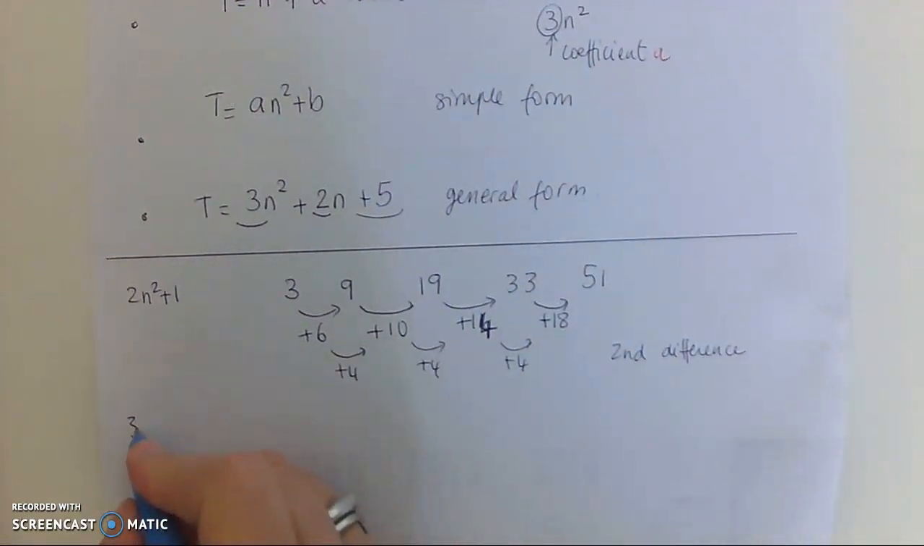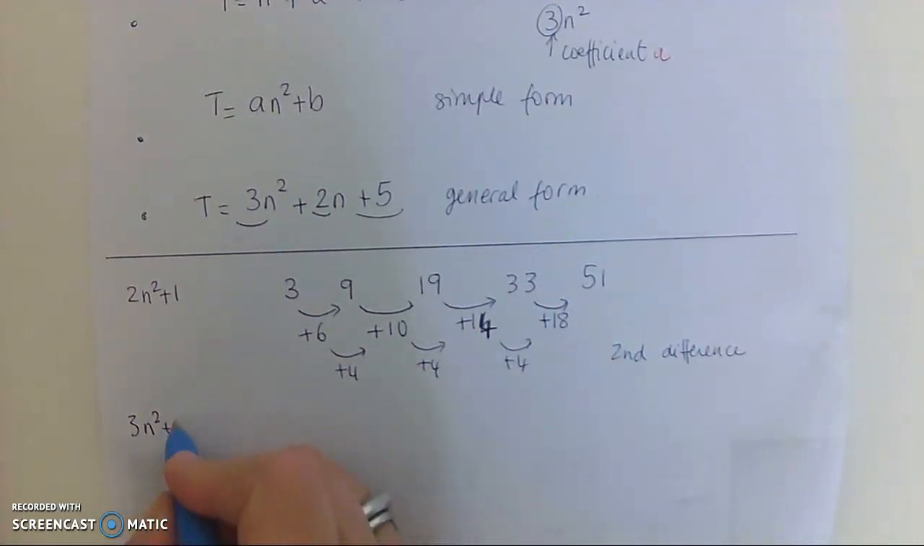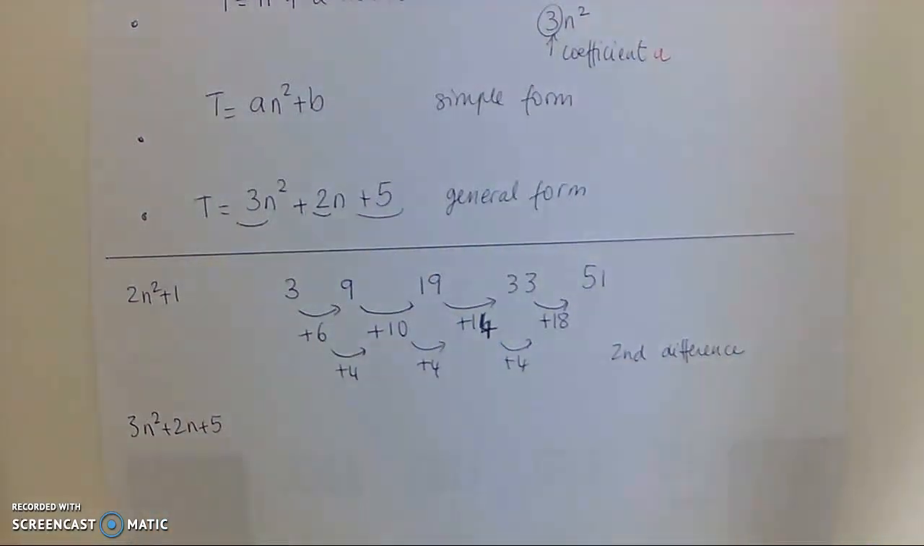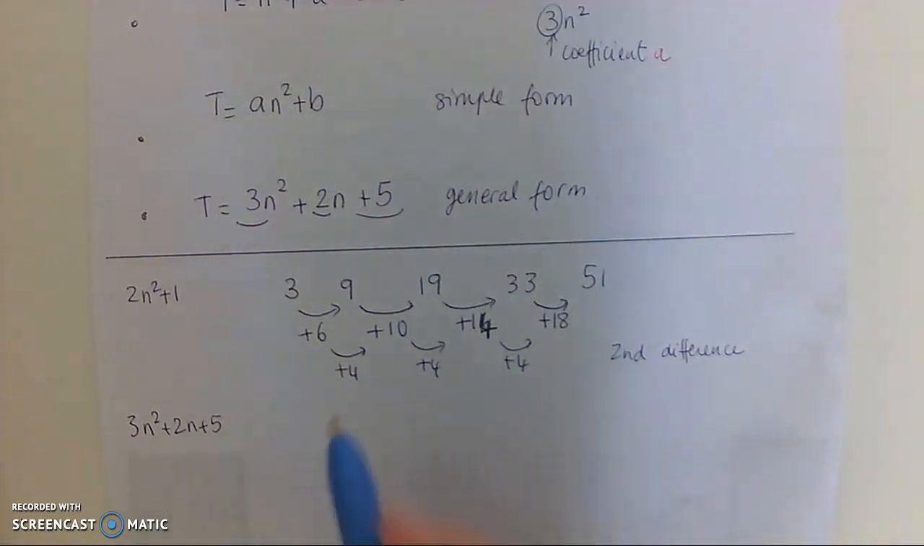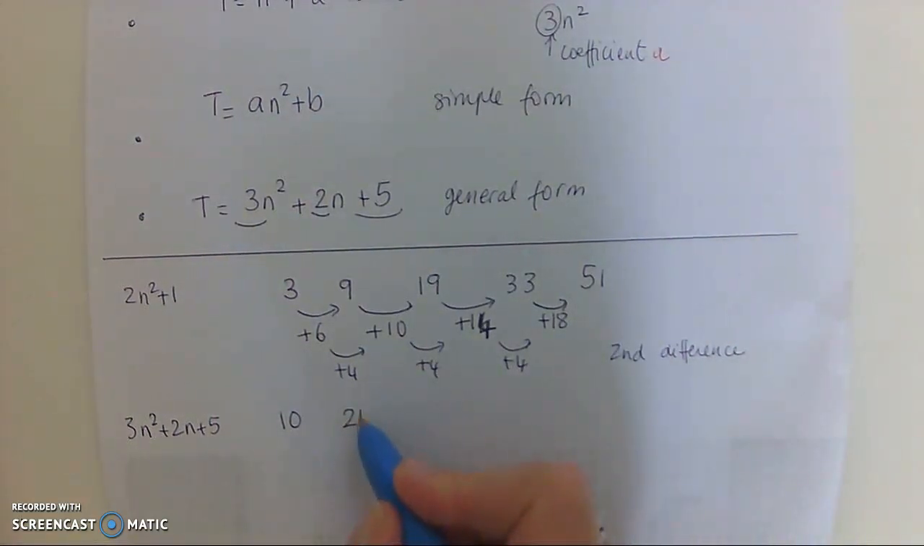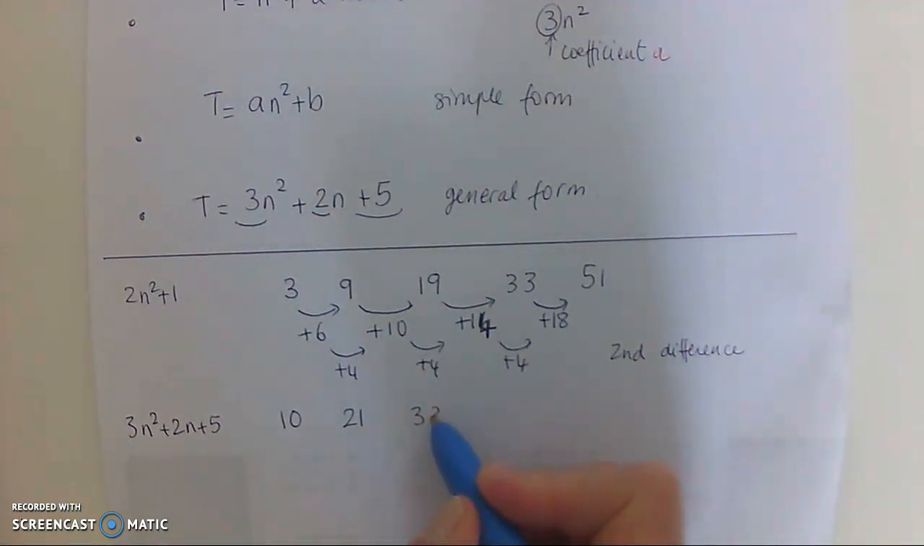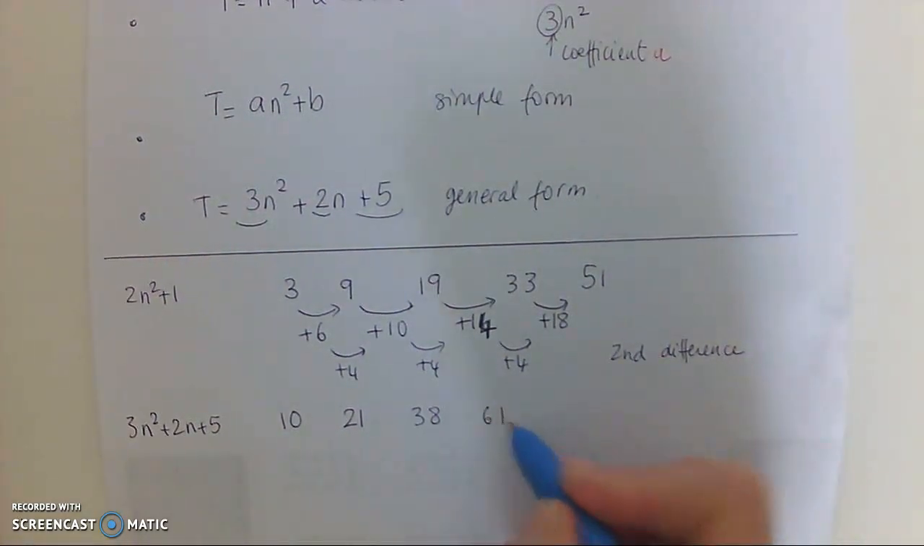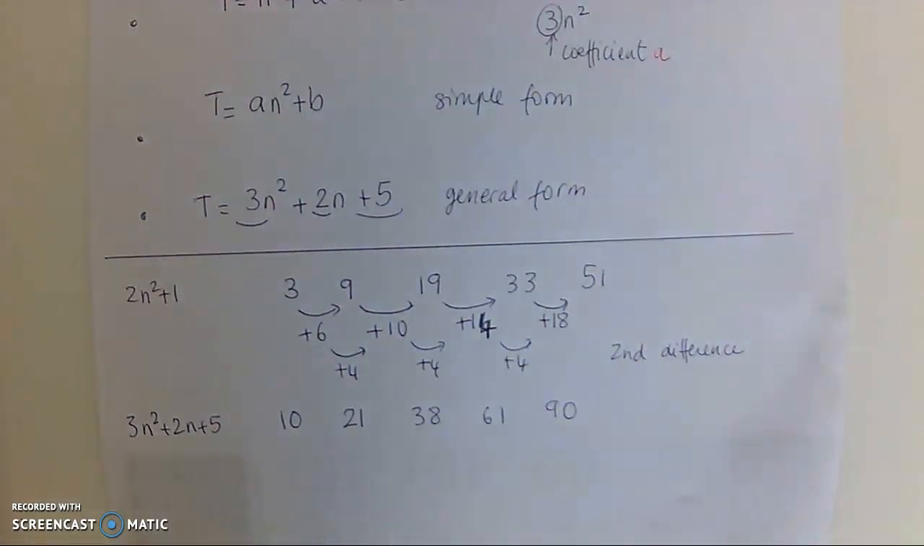Now what if I had this complicated one, 3n squared plus 2n plus 5? What would be the first number? Well, first number n would be 1, so 1 squared is 1 times 3, 3 plus 2 times 1, 2 plus 5, total 10. Then the second would be 21, 38, 61, and 90. So again, each time I'm replacing the position for n, and I can calculate the term.